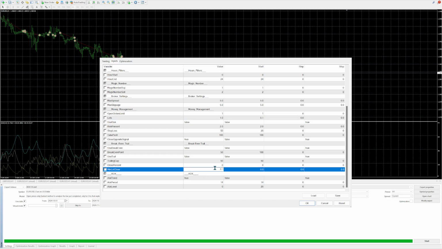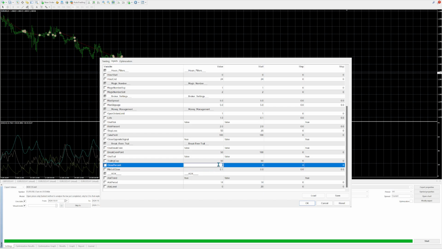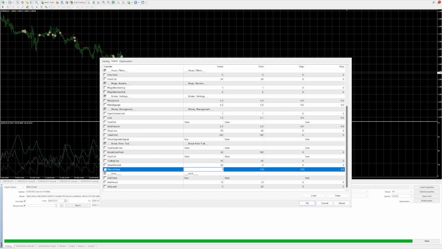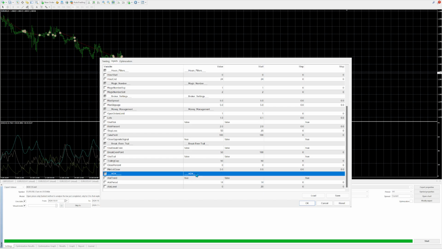Whereas if you set it to 0.1, the EA will keep closing. Say if you had it at 20, we'll close 20% of the trade until the minimum lot value was reached, but we'll just leave that at 0 and 5. Okay, the ADX, now this is the nitty gritty, basically the trading strategy of the EA.